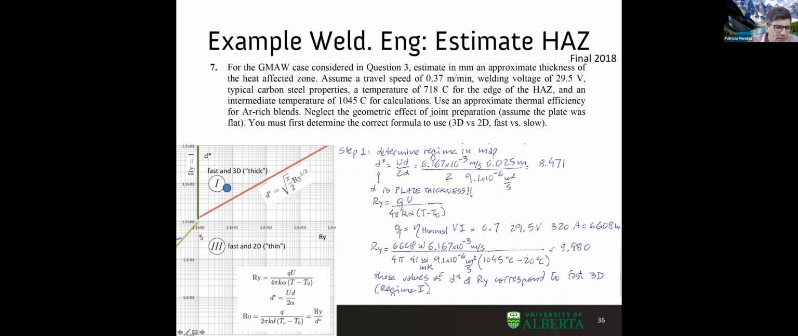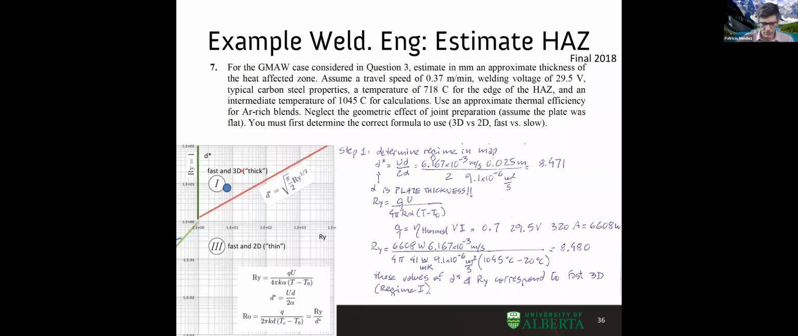8.48 for the Reynolds number would be, okay, let's go again. This is 1, 2, 3, 4, 5, 6, 7, 8. Here. So if I put a point that was 8.5 in D star and 8.5, what a coincidence that is so similar, right? And 8.5 for the Reynolds number, the point falls right here. If the point falls right there, that means our weld falls into the fast and thick regime.